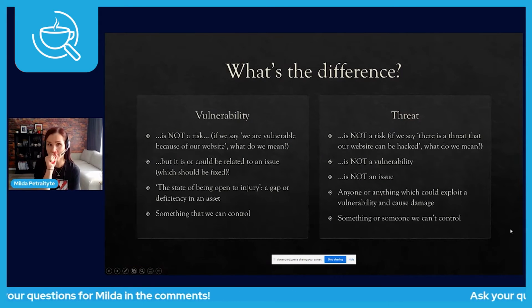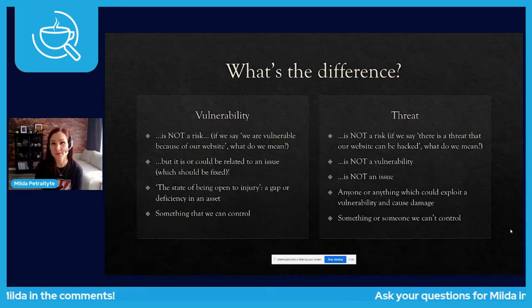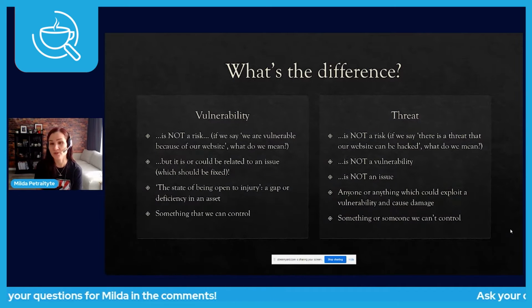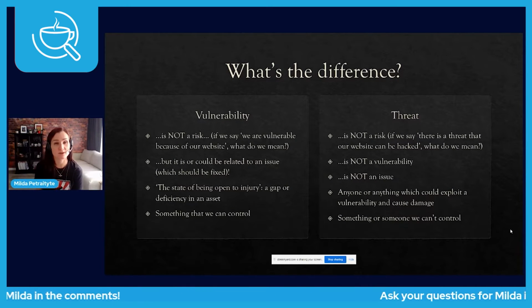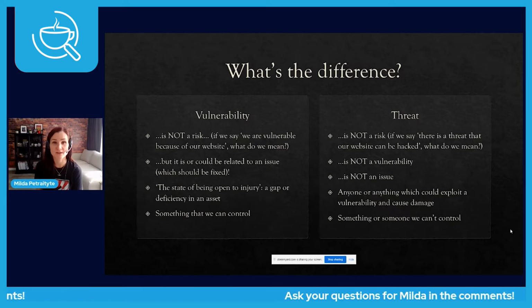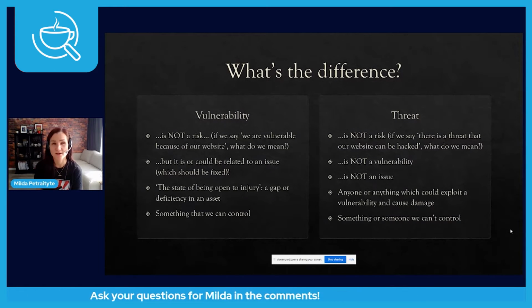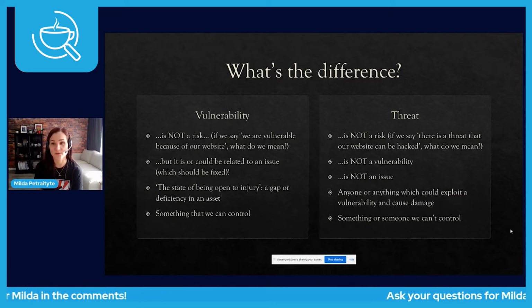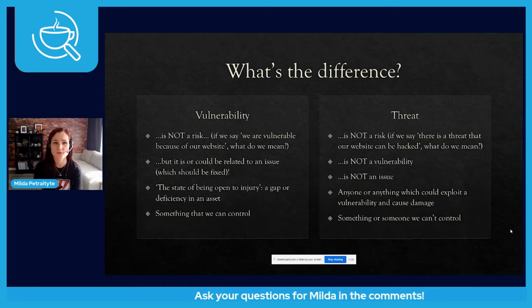So when we speak about vulnerabilities and threats, what are they and why are they not risks? A vulnerability is not a risk because, say, the context here, what I heard previously, saying that we are vulnerable because of our website. If you say something like that to the management, they don't get it. They just say, well, what do you mean? We are vulnerable because of what? So what does it mean for ourselves?